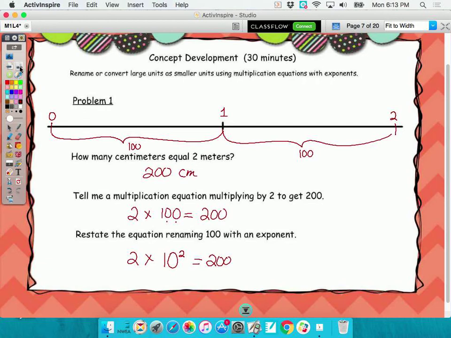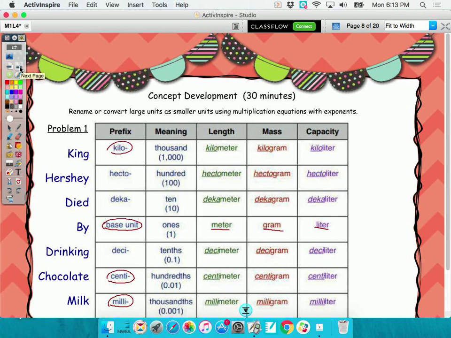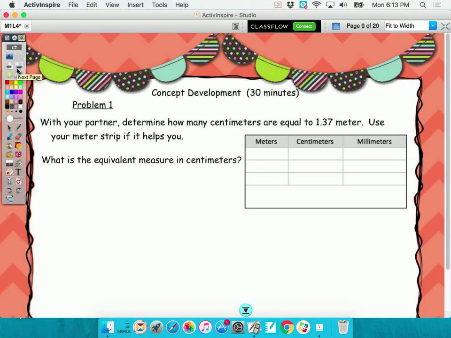Okay, so let's take a look at this. We're going to put it on a chart. It says to use a meter strip, but we're not going to do it because we can do this in our head. We're really good. We have the decimal trick.